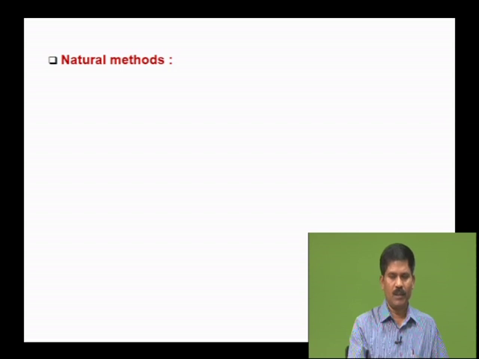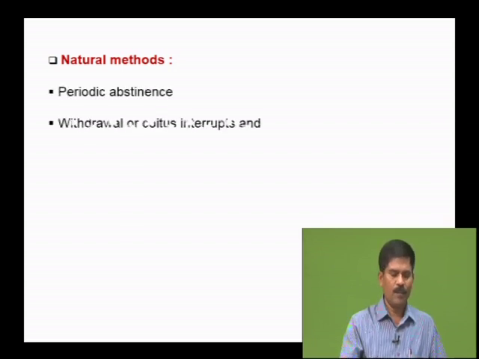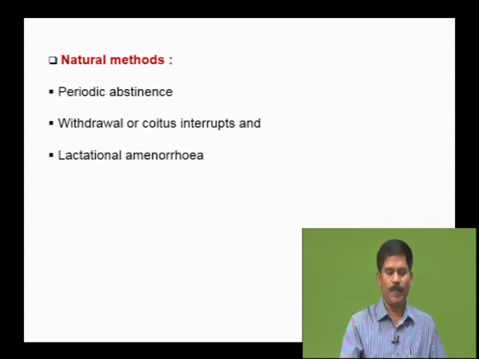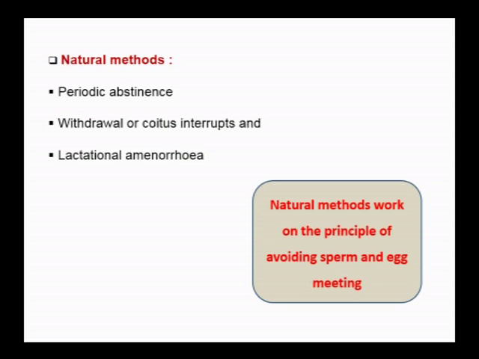Natural methods. The natural methods of contraception include periodic abstinence, withdrawal or coitus interruptus, and lactational amenorrhea. How do these natural methods act as contraceptives? Natural methods work on the principle of avoiding sperm and egg meeting. That is how they act as contraceptives.